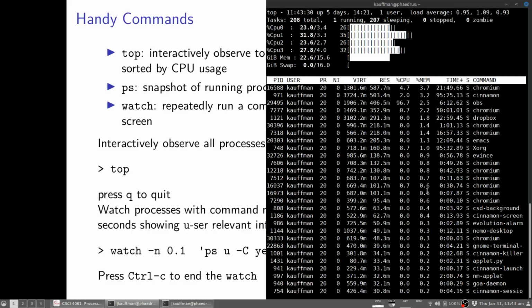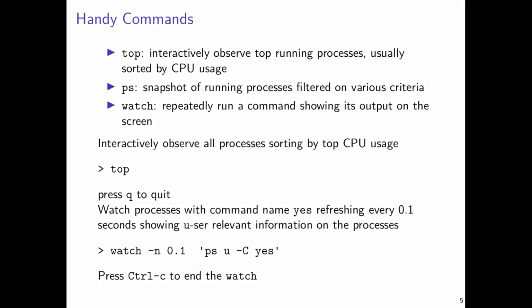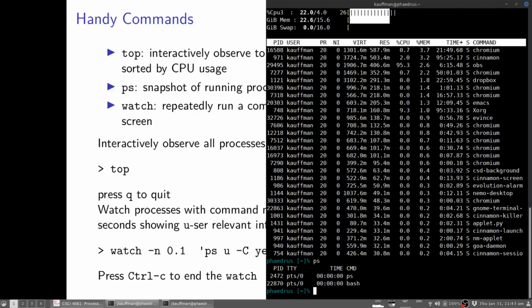As with many interactive programs like this, a keystroke of Q will quit and get you back to the prompt. The other one that's worth knowing about is the PS command, which shows you not an interactive view, but instead a snapshot of running processes. I type PS here, and by default, it will just show me the processes associated with this terminal. In that case, it's the PS command that I just launched, and bash, the command shell running within this terminal.